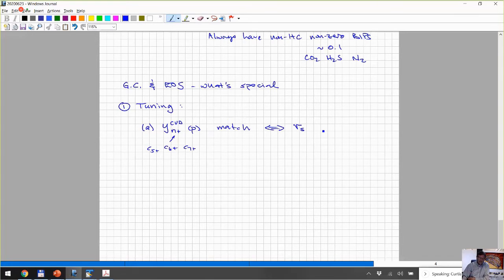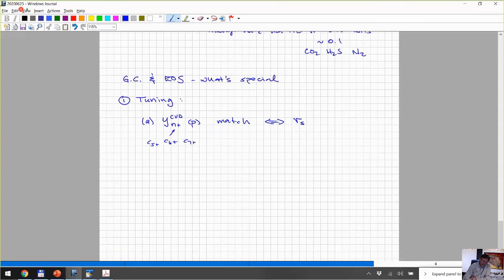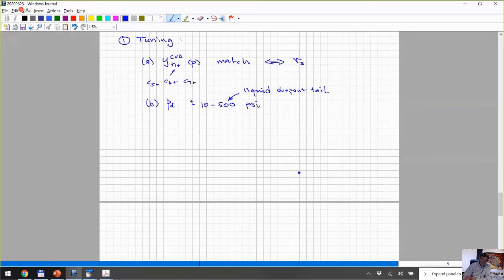Okay. You'll typically get the dew point, but you have this uncertainty of anywhere from 10 to as much as 500 psi because of this liquid dropout tail. We already discussed when it's important to get the dew point right and when it's not. The Z factor should be plus minus 1 to 3%.